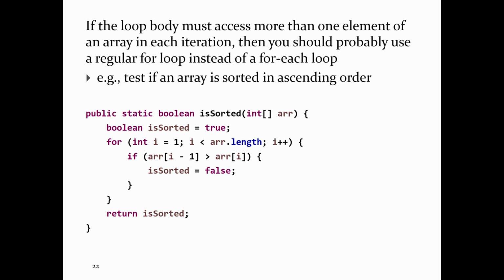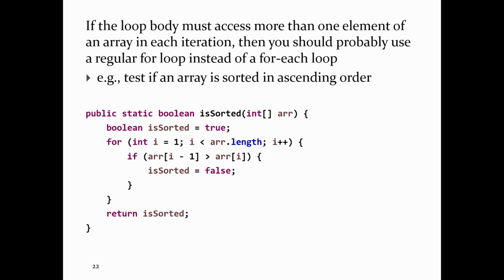Inside the loop, I'm going to look at the element at index i, and I'm going to compare it to the one in front, which is the element at index i minus 1. That's why I started at 1 and not 0. If I had started at 0, 0 minus 1 is minus 1, and that's an invalid index. So you have to pay very careful attention to make sure the indexes you're using are valid.